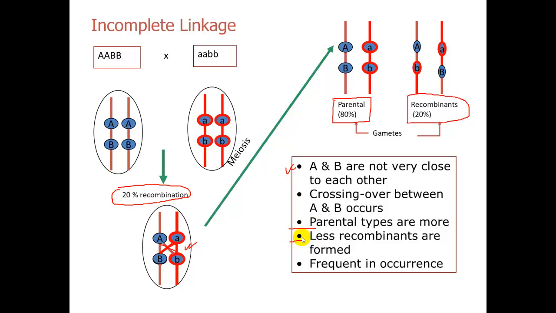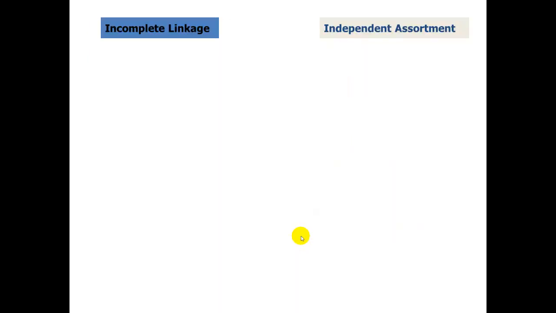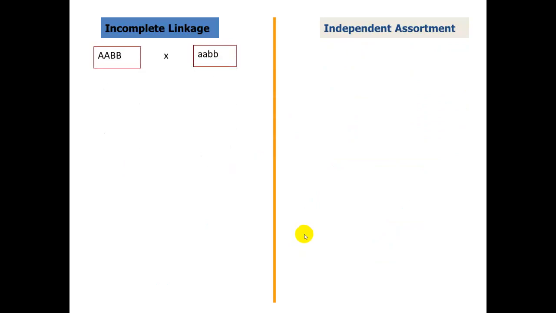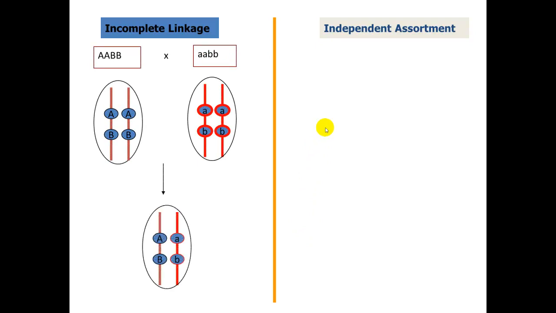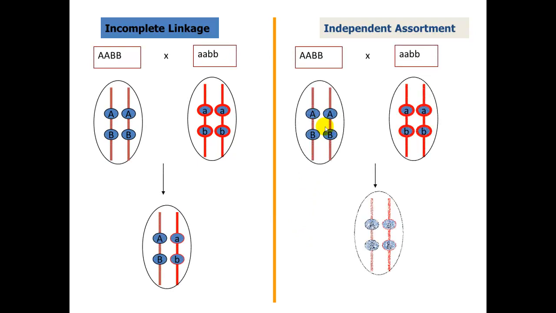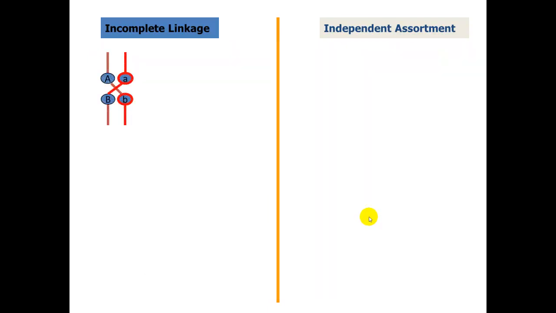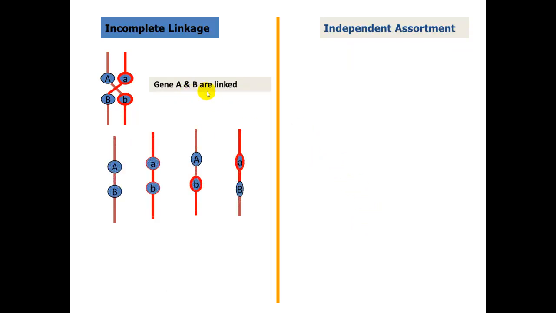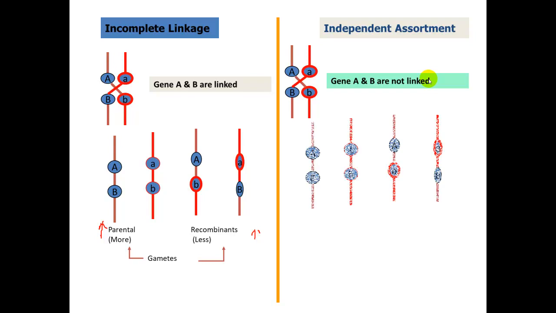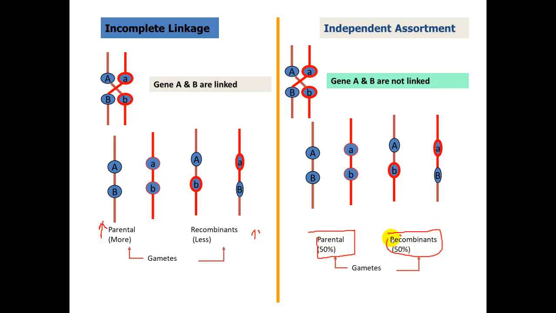So if we want to differentiate between incomplete linkage and independent assortment, we can show like that, up till this point there is no difference, right? That here also this is going to form heterozygotes, okay? But in the next, what we see, that since A and B are linked, what will happen? The parental forms will be more and recombinants will be less. But if we talk about independent assortment, what will happen? Equal proportion of all types of gametes are formed, okay? Since it is equal going to be formed, what will happen? 50% is going to be parental and 50% is going to be recombinants. So that is how we can differentiate between incomplete linkage and independent assortment, right?